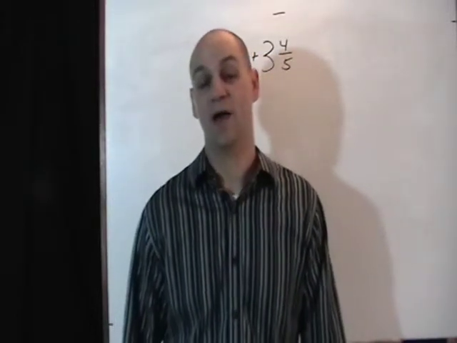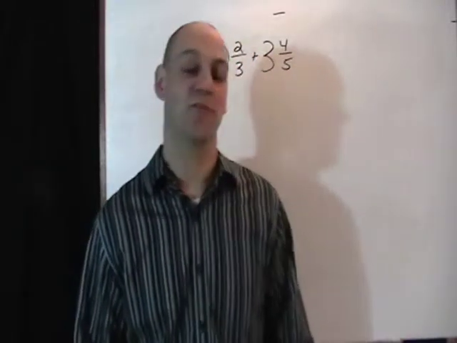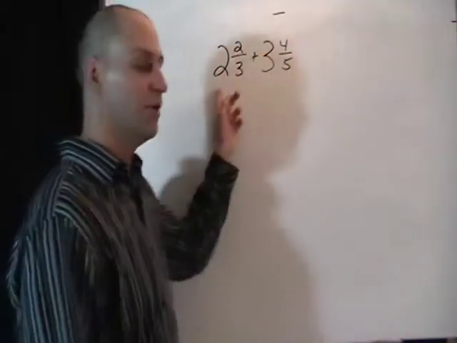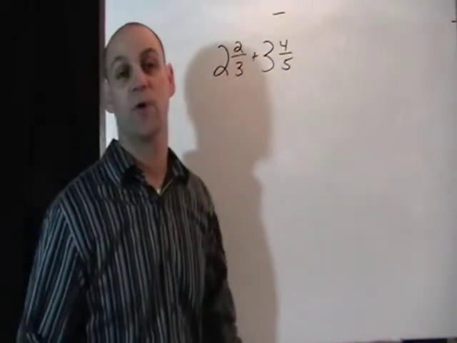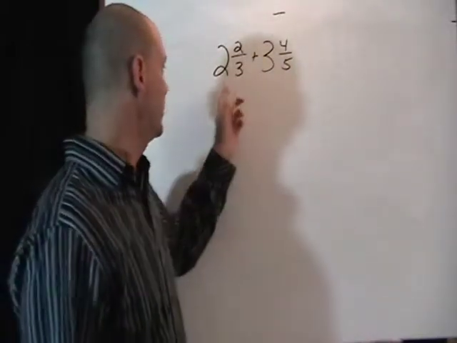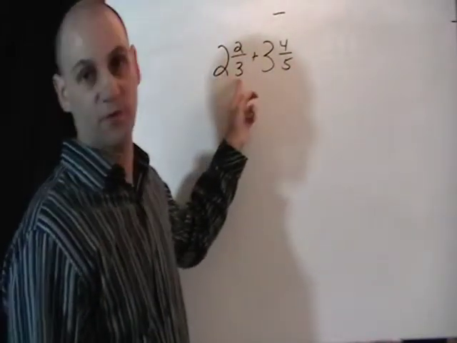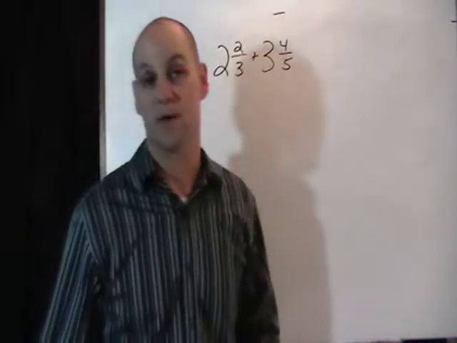Today we're going to be talking about how to add up mixed numbers. So let's get started and have a look at an example here. Let's say you wanted to add up 2 2/3 plus 3 4/5. Well, first of all, why are these mixed numbers? It's simply because you've got a whole number mixed with a fraction. How would you add these up?